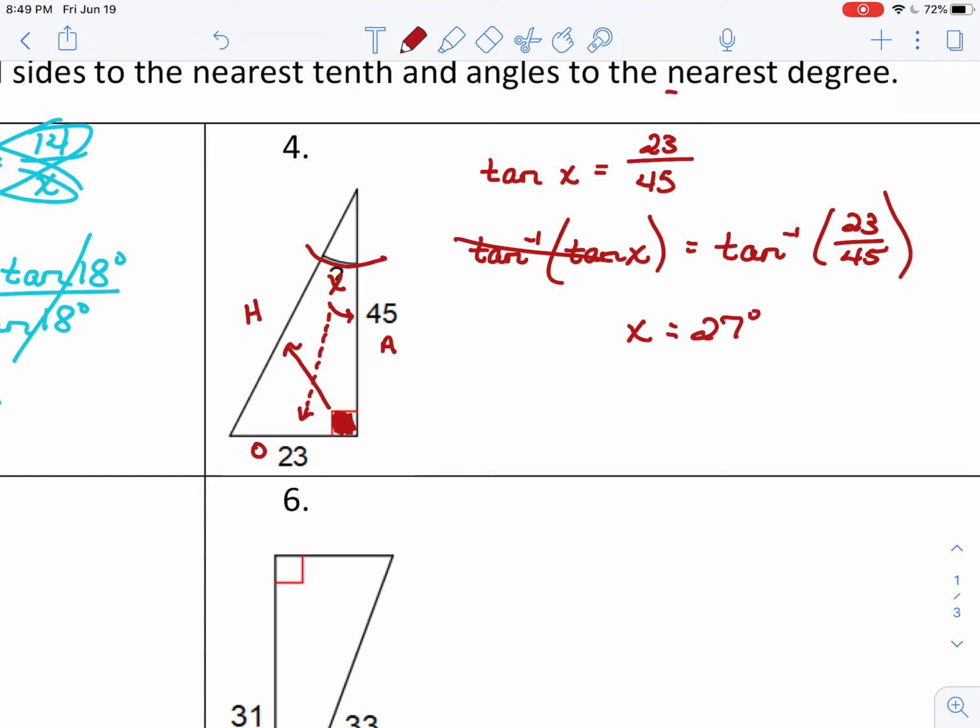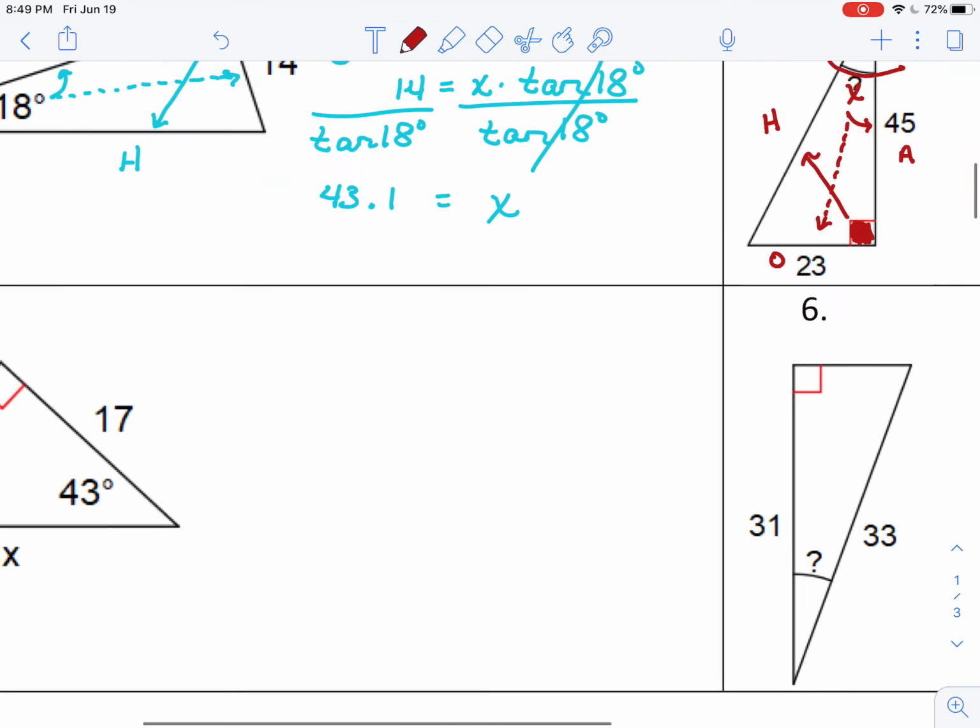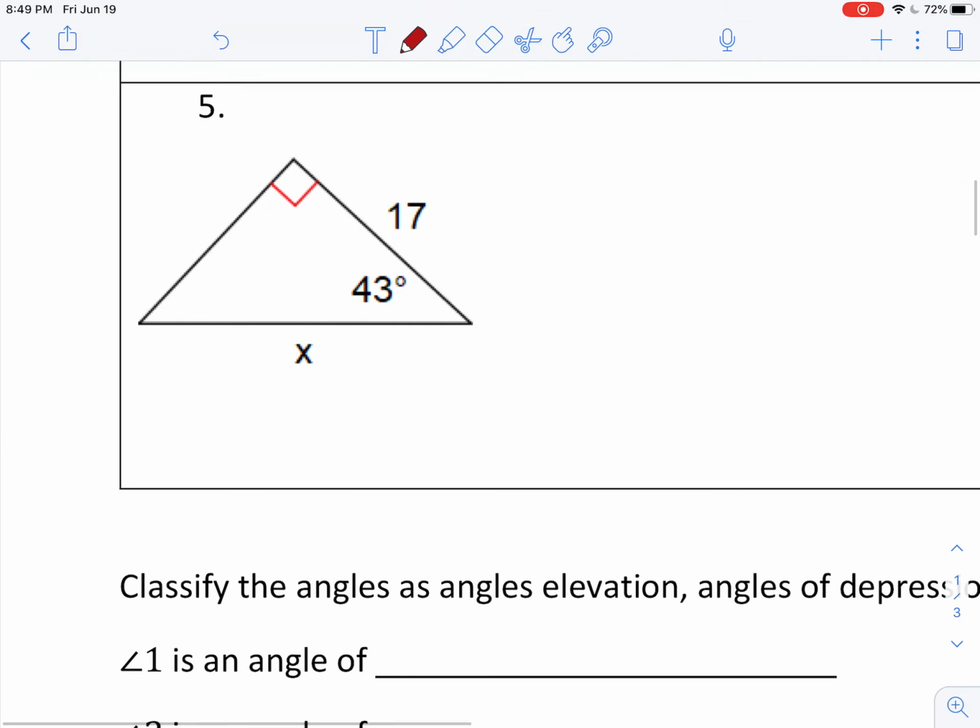And since it's an angle, I'm going to say it's about 27 degrees, because the directions say nearest degree, which just means nearest whole number, whereas when we found the side earlier, it said nearest tenth. So I did a decimal to the nearest tenth. This one is also a side, so we're going to get a decimal to the nearest tenth.